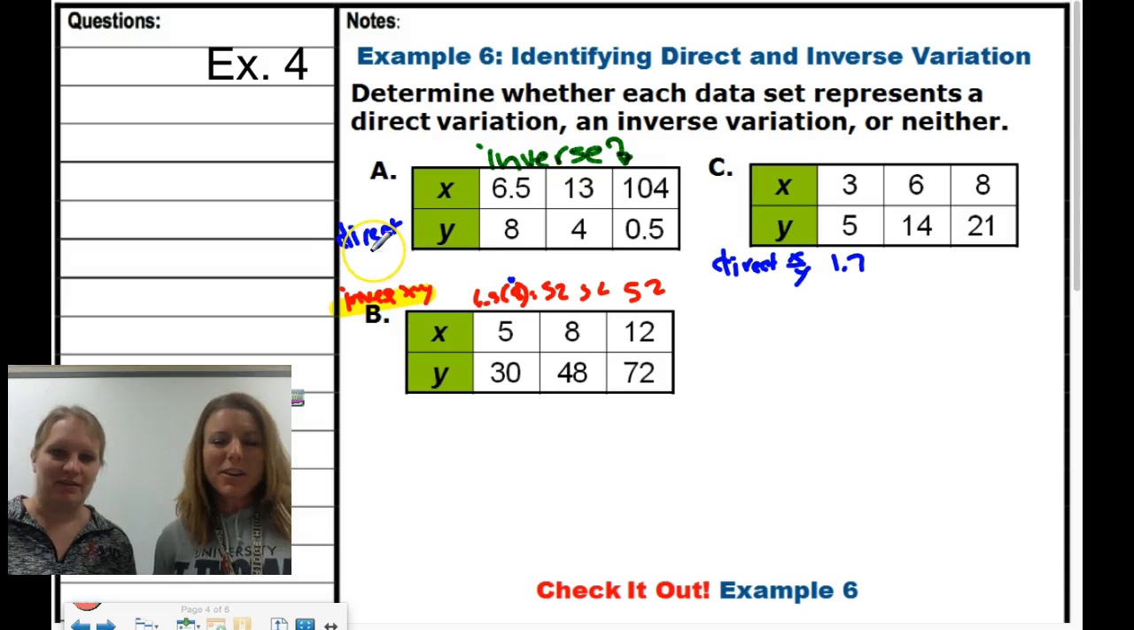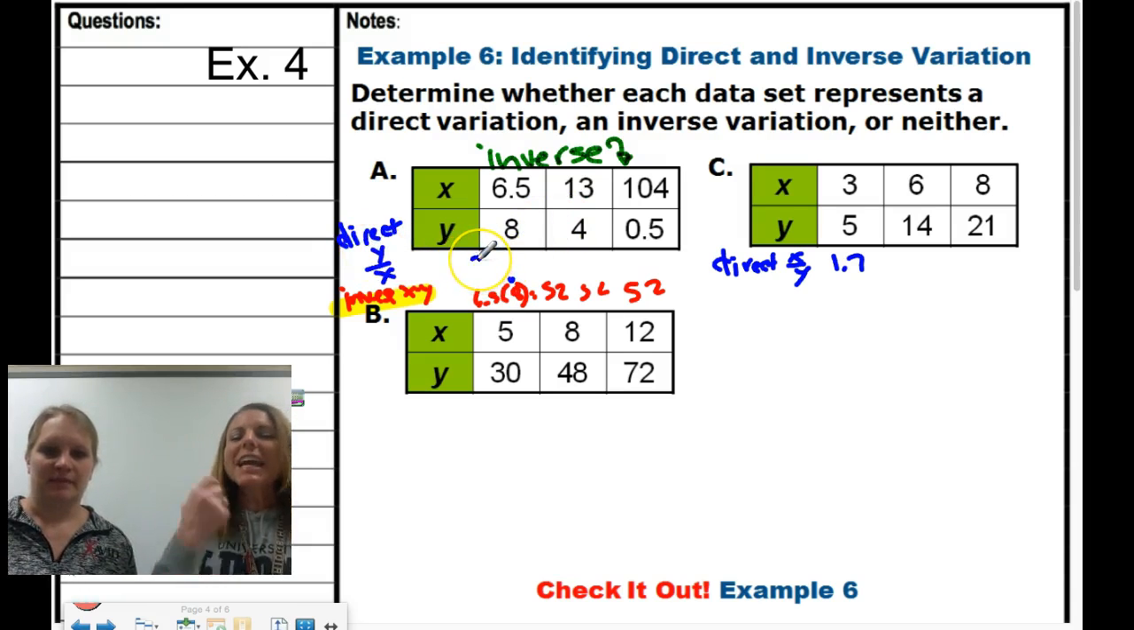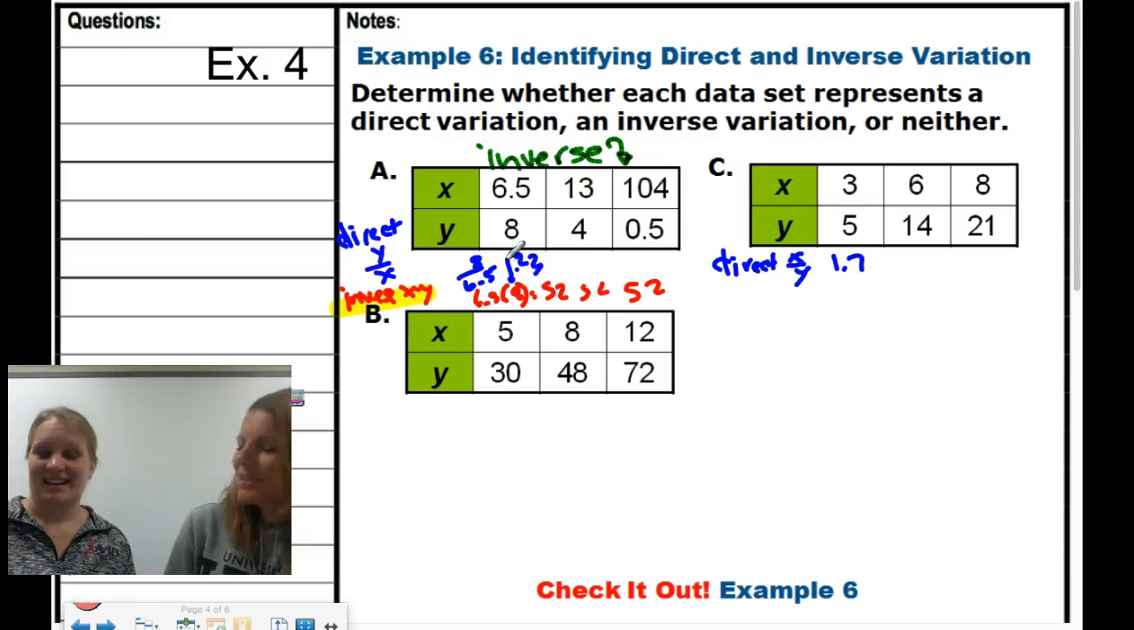Okay, so we are taking 8 divided by 6.5, and you got 1.23. I can't believe that didn't even jump out at us.